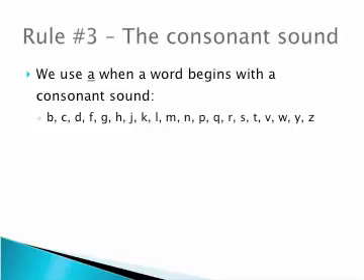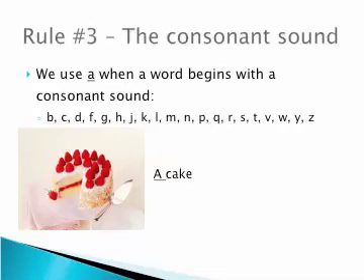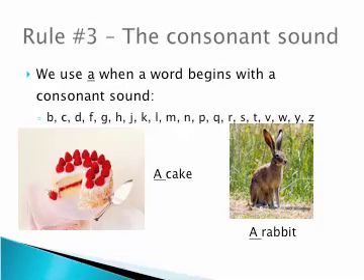And rule number three is the consonant sound. We use "a" when a word begins with a consonant sound. That's B, C, D, F, G, H, J, K, L, M, N, and so on and so forth. We have them all written down there. So, for example, a cake, a rabbit.